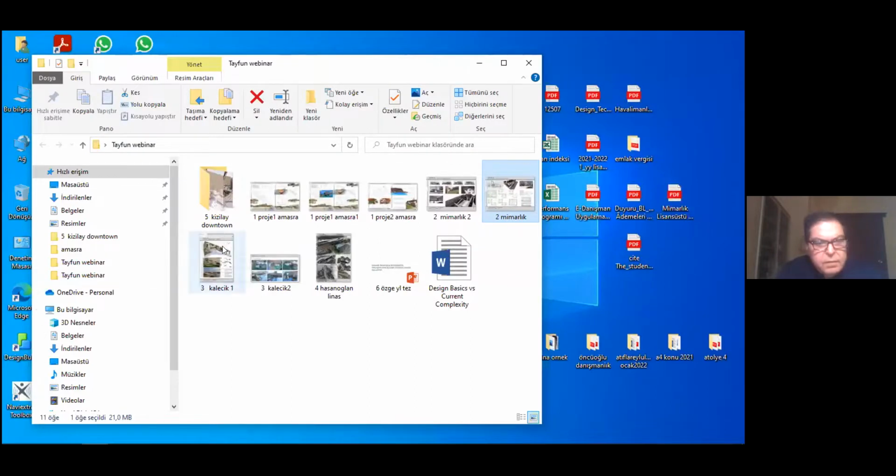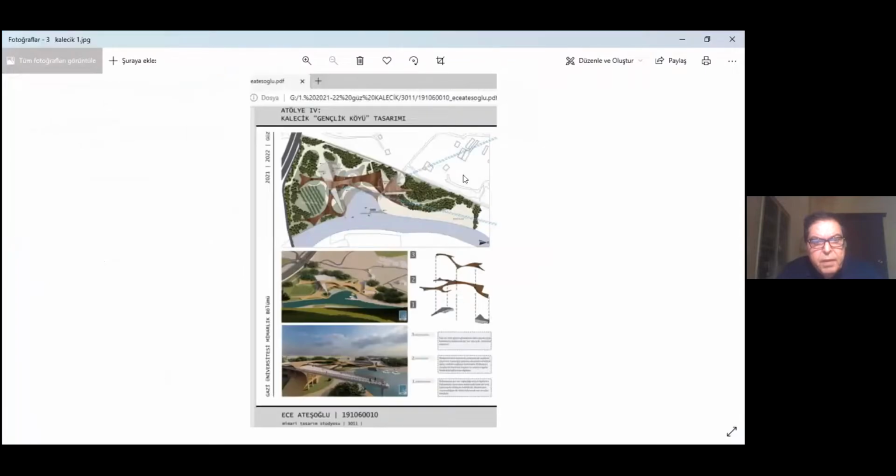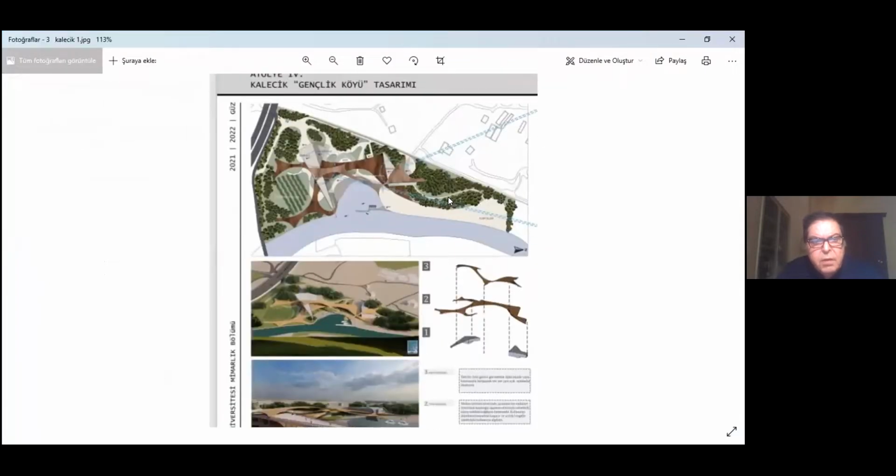And the third sample is from Kalecik. Kalecik is a town close to Ankara, and all citizens of the town work in winery. They are producing grapes and producing wines. Kalecik wines are worldwide famous.